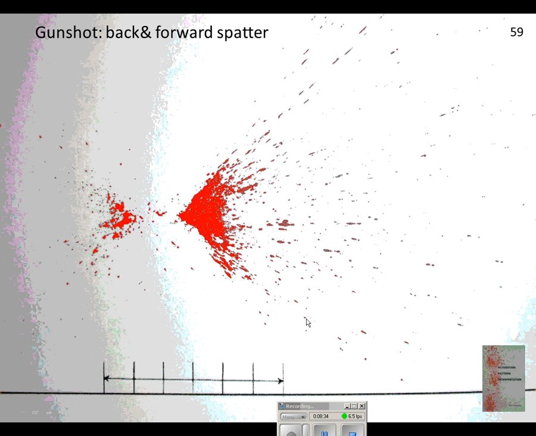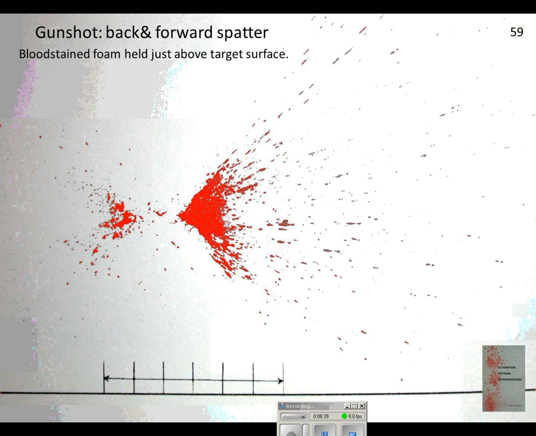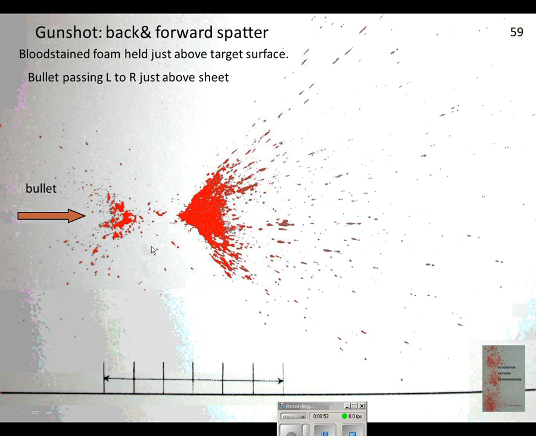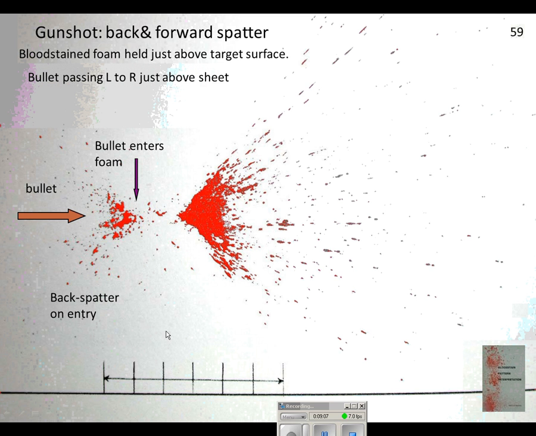And if we look at gunshot spatter, we can see that there's actually backward and forward spatter. So if we have a piece of foam and it's bloodstained and the bullet was shot through the foam, there's the foam, we can see that the bullet was passing left to right, okay, just above the sheet. The bullet came in here, and the foam was over in the middle. So we actually ended up with blood going backwards. That's the back spatter. All of this going forward is forward spatter. Okay, so we have the back spatter on entry, and then as the bullet exits, it will cause forward spatter.